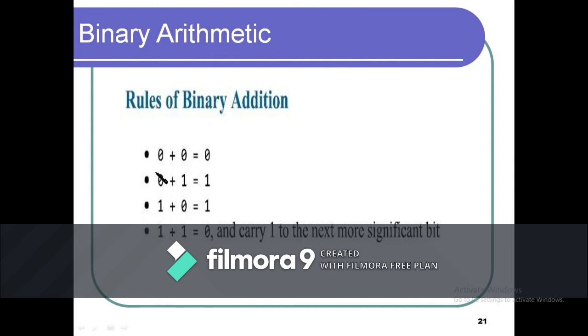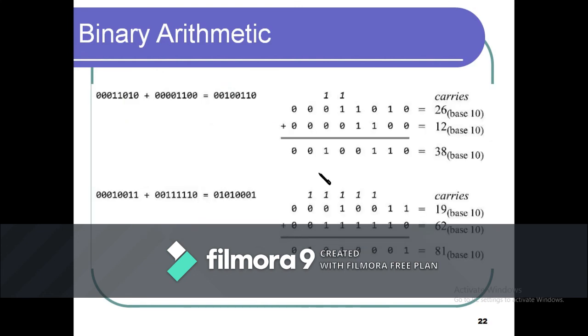The next one is rules of binary addition. Again, these are the basic rules that you already learned in the first standard: 0 plus 0 is 0, 0 plus 1 is 1, 1 plus 0 is 1, and 1 plus 1 in binary is 0, and a carry will be generated to the next more significant bit.